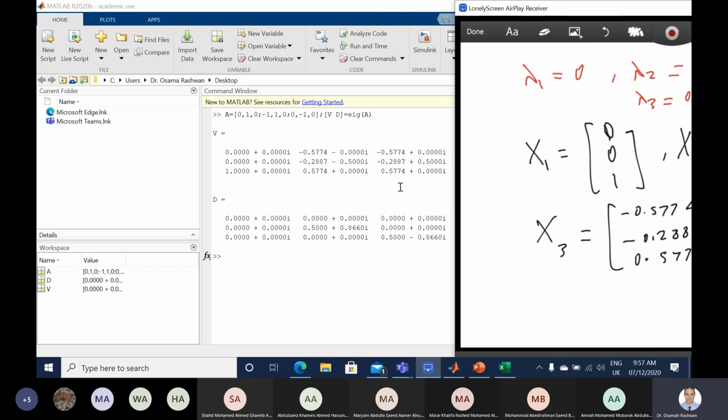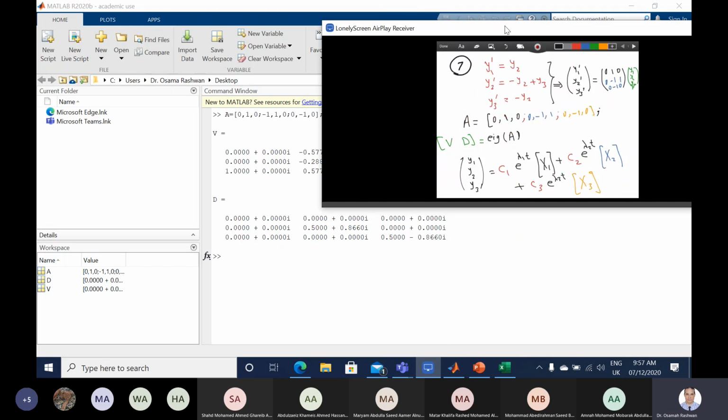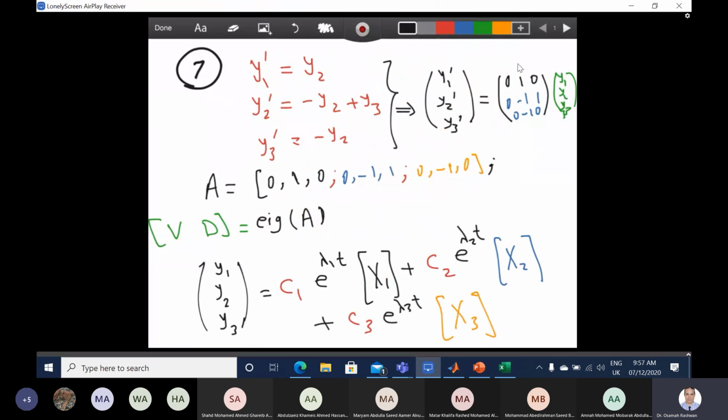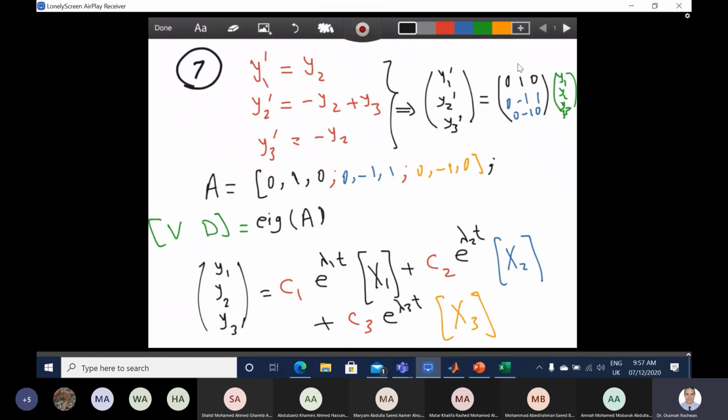So now you just come back here and you replace your lambdas and your eigenvectors. Okay, of course, this is a most difficult one by hand, but if you have a real one, it will be easy for you, right?